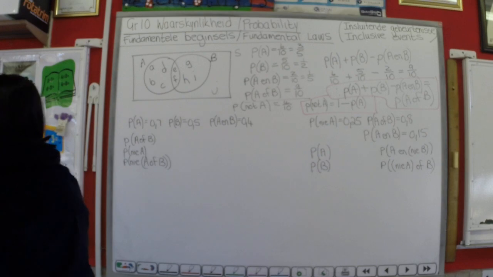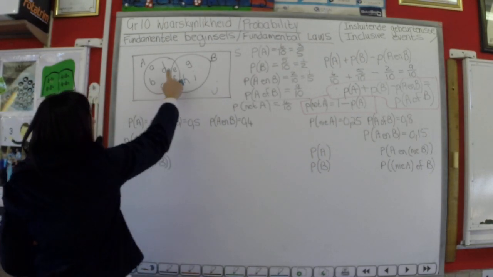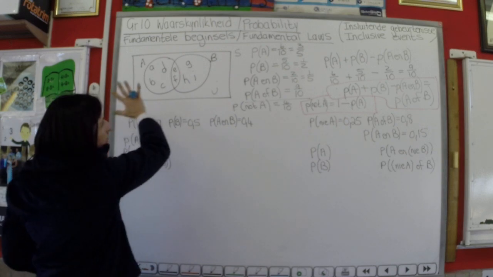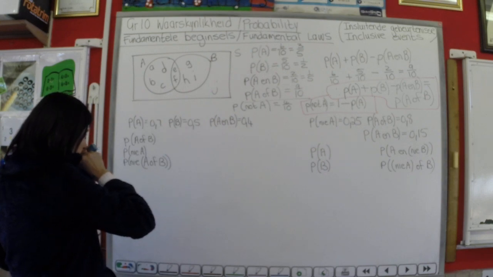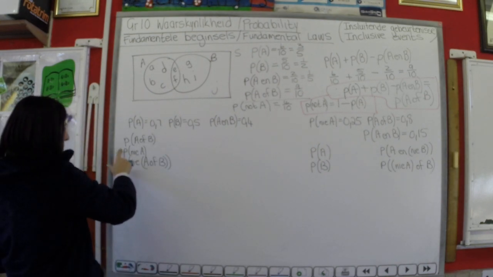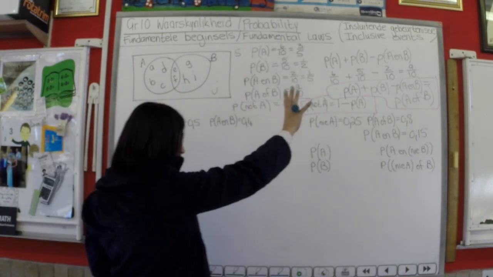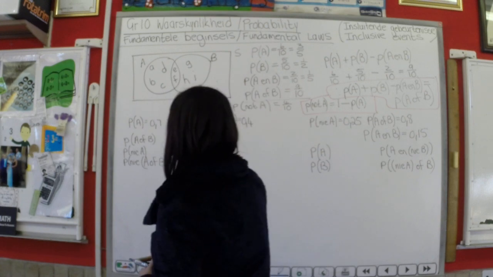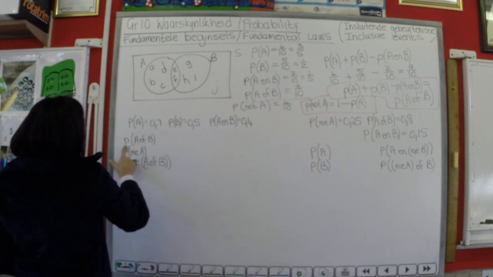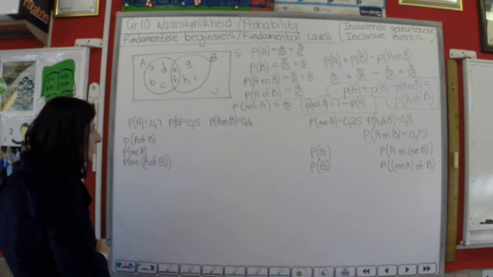Ons het hier die waarskynlikheid van A, waarskynlikheid van B en dan ons die snyding. The intersection of A and B. Nothing to do with that dot. This is a totally new sum. So now I ask you, with those two fundamental rules, laws in probability in mind, calculate the probability of A or B, the union.